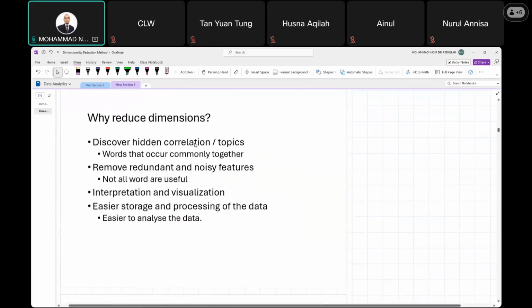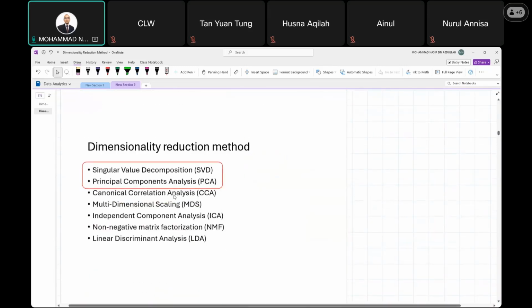So why do we reduce dimension? I think I already explained this. We want to discover hidden correlation, remove some redundant information, make it easier to interpret or visualize, and easier storage for image data, right? There are a lot of dimensionality reduction methods available, but in this topic, we are looking into singular value decomposition and principal component analysis, right?